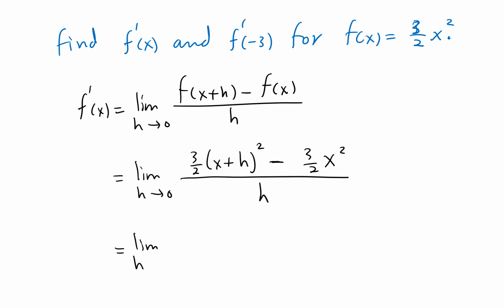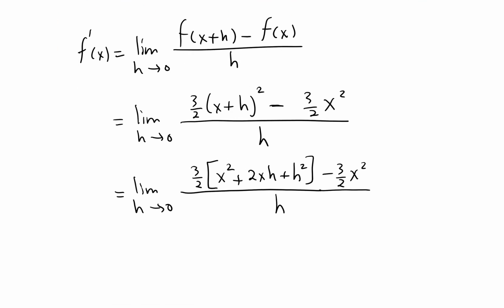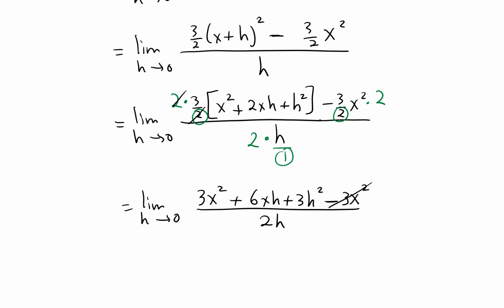While you're writing this down, keep the limit as h goes to 0 as is. 3/2, let's see what we get here: x squared plus 2xh plus h squared. Now look what we can do here to make this easier. I see 2 in the denominator here, here, and there's a 1. So the LCD is 2. Multiply the top of each one of them by 2, and that will give us 3x squared plus 6xh plus 3h squared minus 3x squared all over 2h. These cancel out.